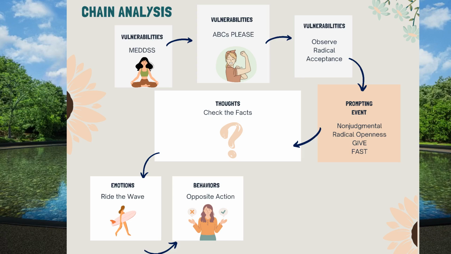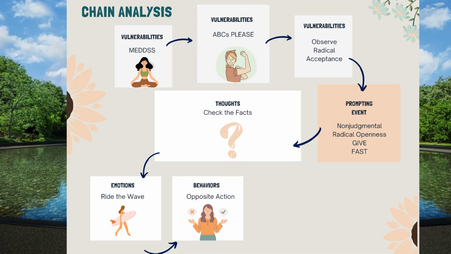Now, if I've done meds, ABCs please, observe, and radical acceptance and still get into an argument with my partner, I'm going to be less reactive. So things will already be different. If I'm present during the argument, I can use the non-judgmental skill and radical openness, which can help me to hear his side of the story, as well as give and fast. In the best case scenario, our argument becomes a discussion and there's no need to cope or binge eat after that. But let's say that I still have some intrusive thoughts.